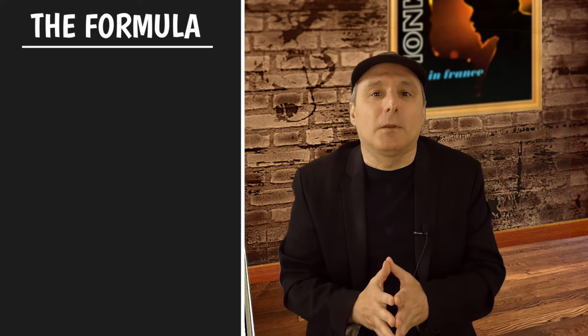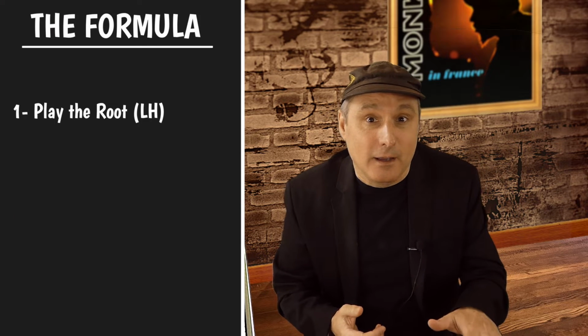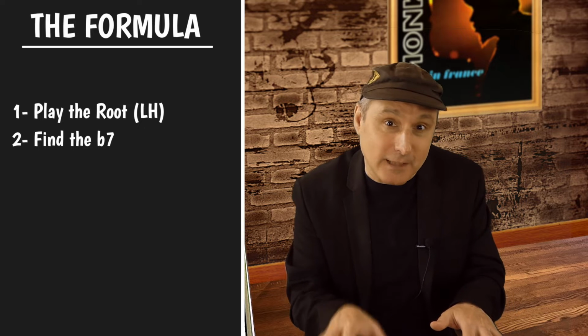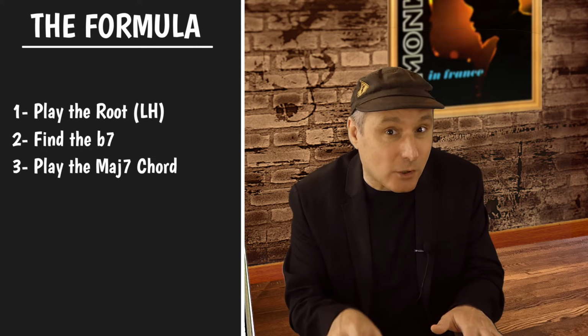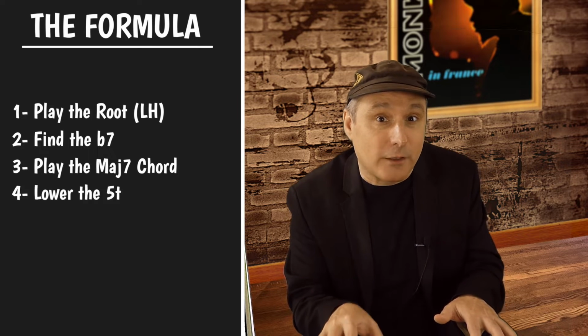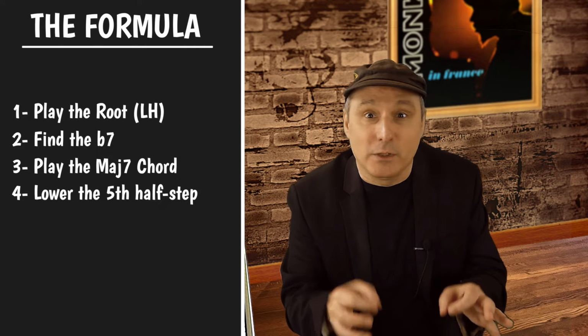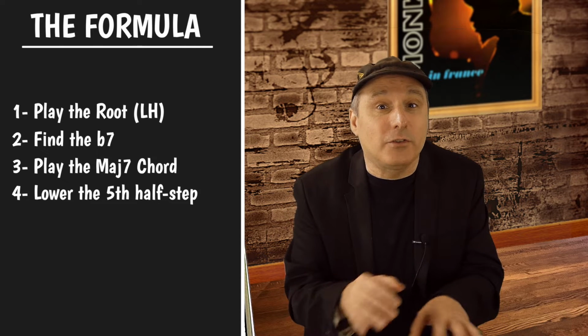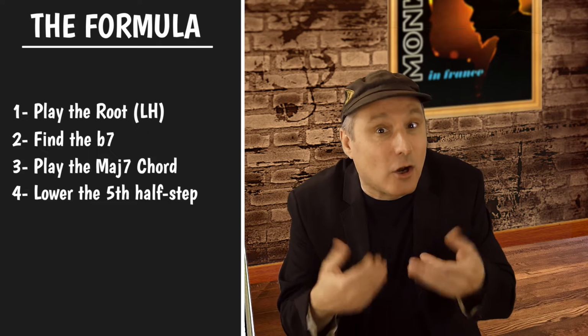And at the same time, it's much easier, because instead of having to memorize 12 shapes, we just need to memorize one formula. The formula to play any dominant 13 is as follows. We play the root with the left hand, and with the right hand, starting from the flat 7, we're going to play the major 7 chord of that note, and we're going to lower the fifth a half step. With this formula, we're going to be able to deduce any dominant 13 in any key on the fly.